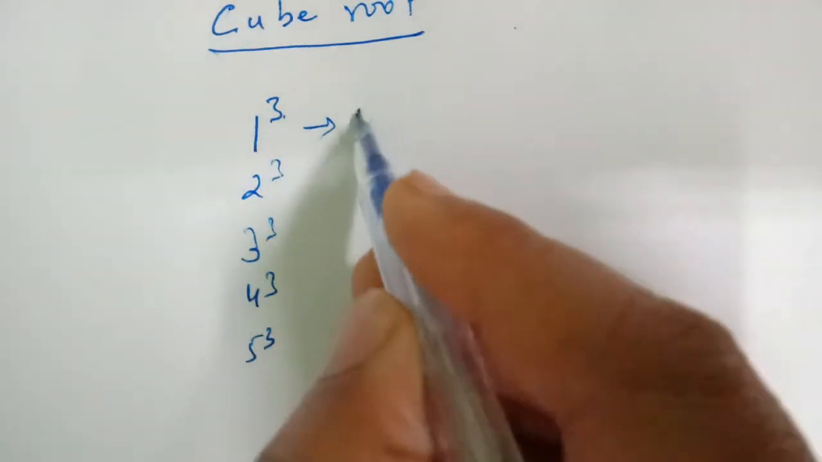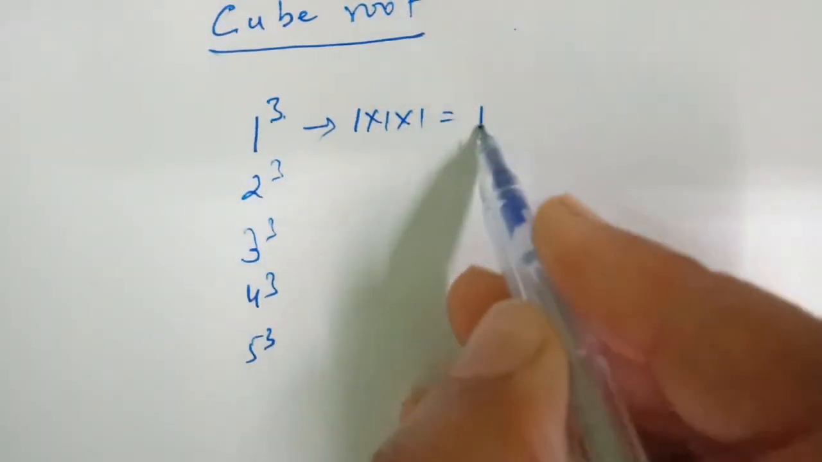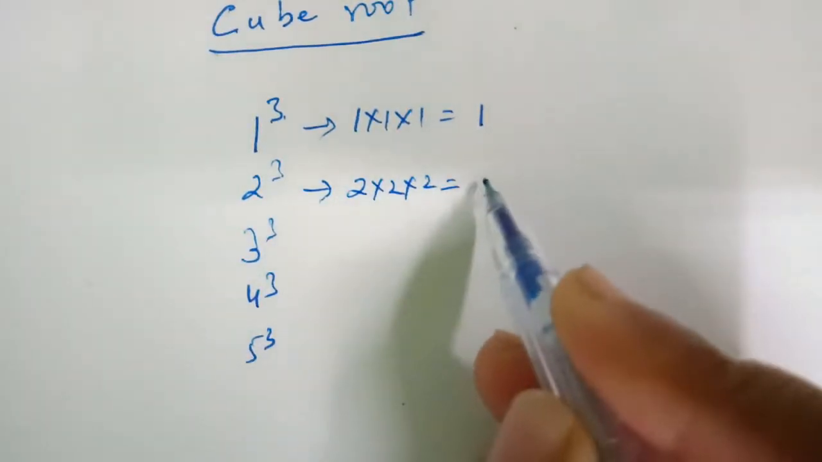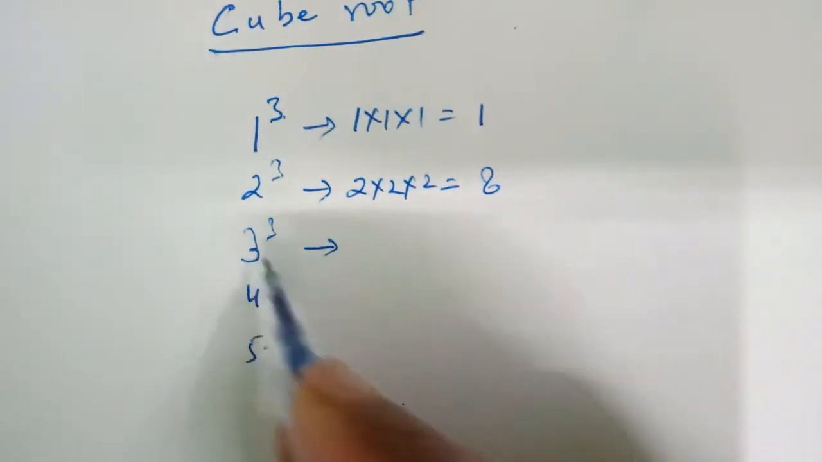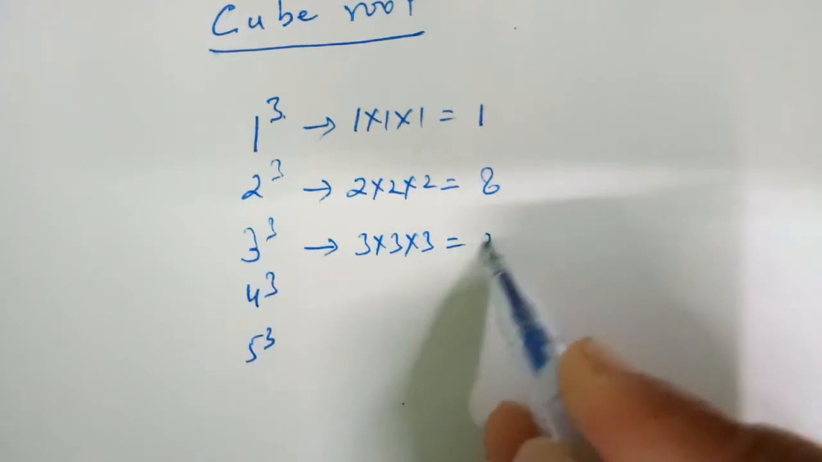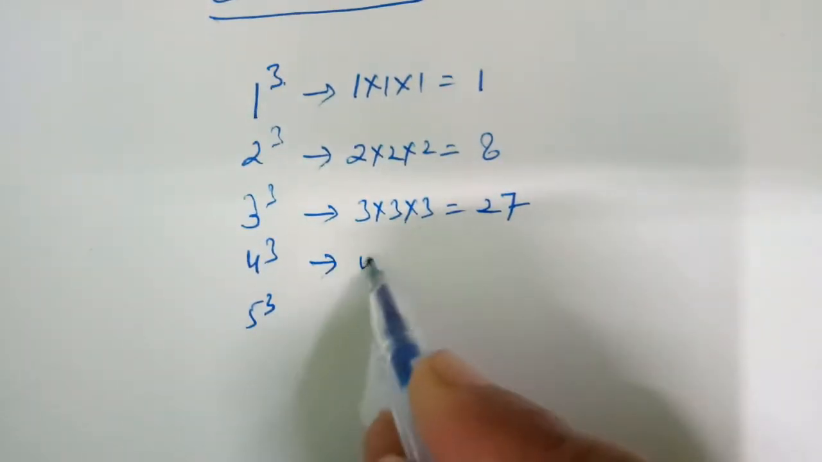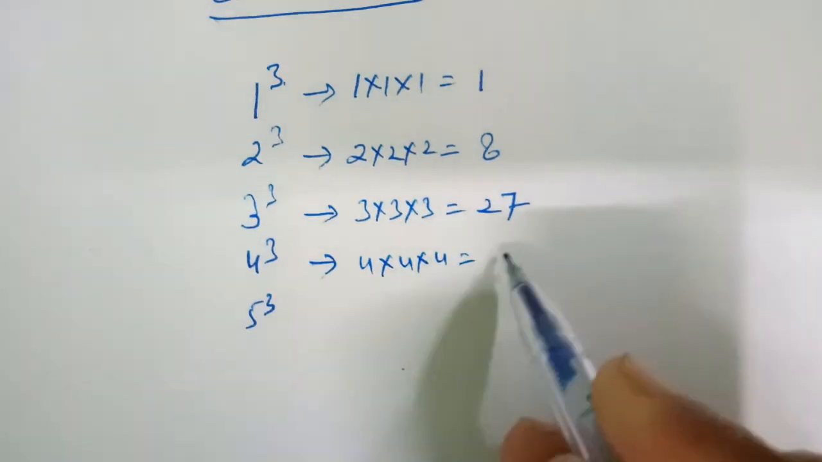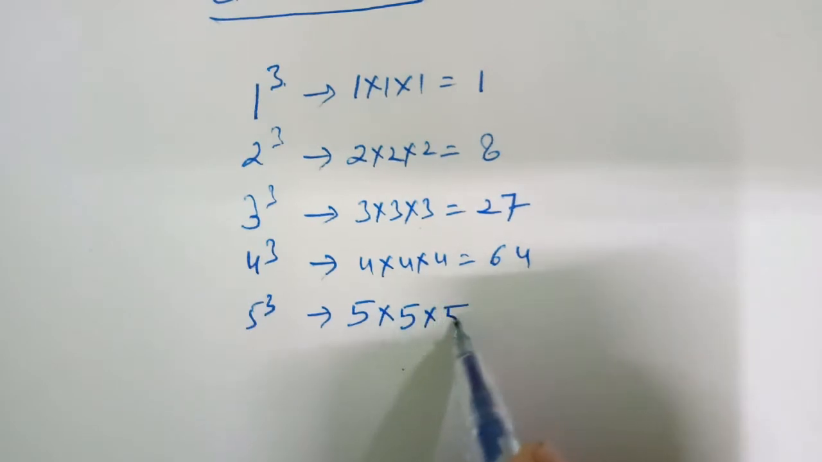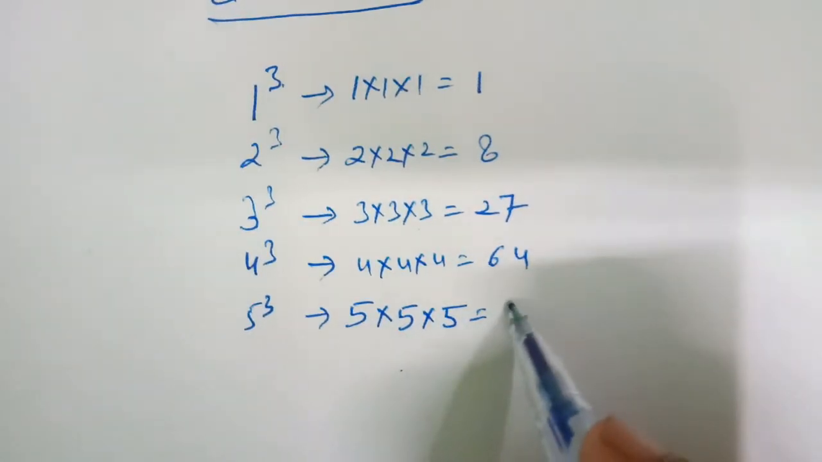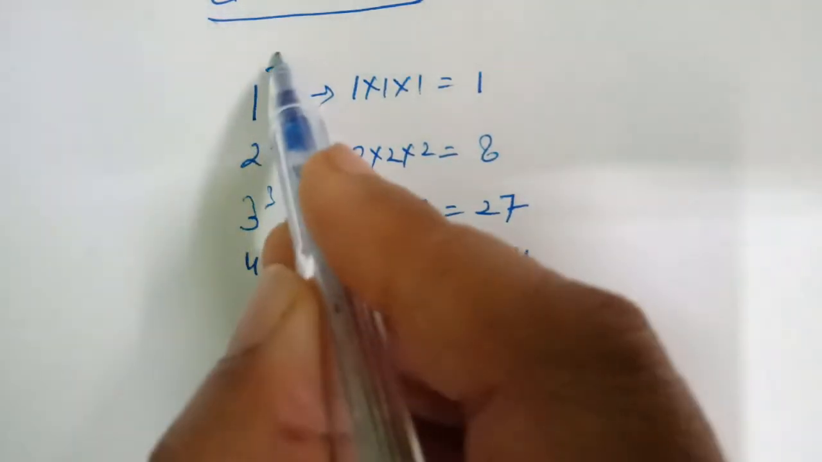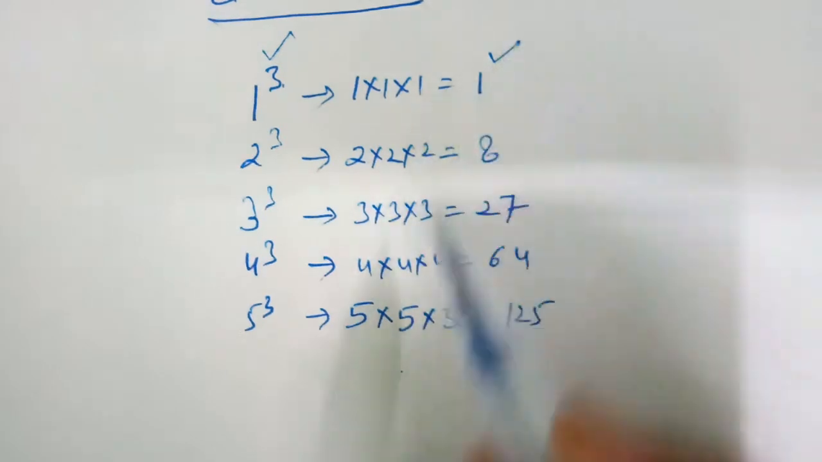1 cube means multiplying 1 three times. It will give 1. 2 cube means multiplying 2 three times. It will give 8. 3 cube means multiplying 3 three times, this will give 27, and multiplying 4 three times will give you 64. Multiplying 5 three times will give you 125.